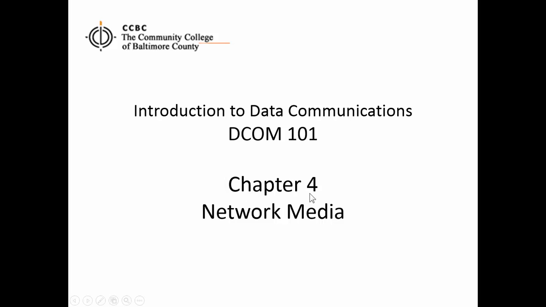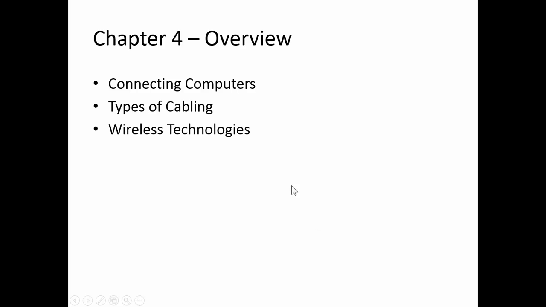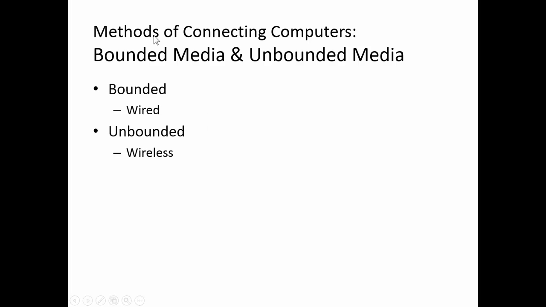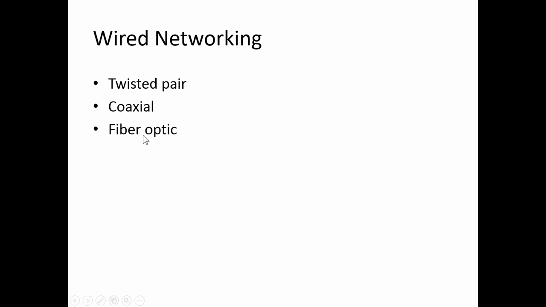We are now on Chapter 4, Networking Media, and this is another very short chapter. In this chapter, we look at connecting computers. We look at types of cabling, and we look at wireless technologies. There are essentially two methods of connecting computers, using bounded media and using unbounded media. Bounded media means using wires, and unbounded media means using wireless.